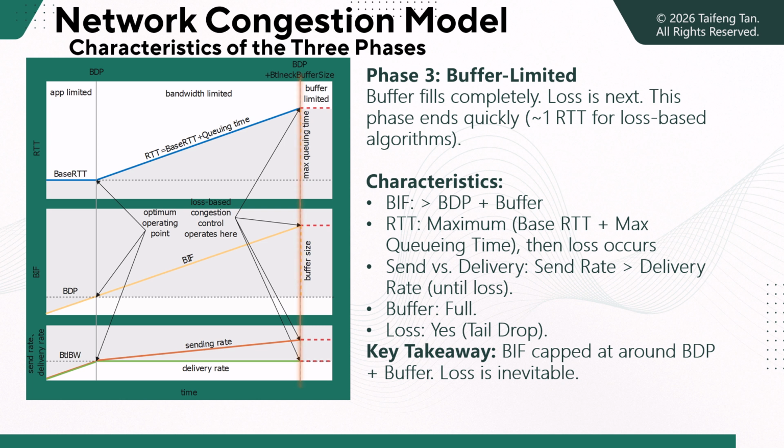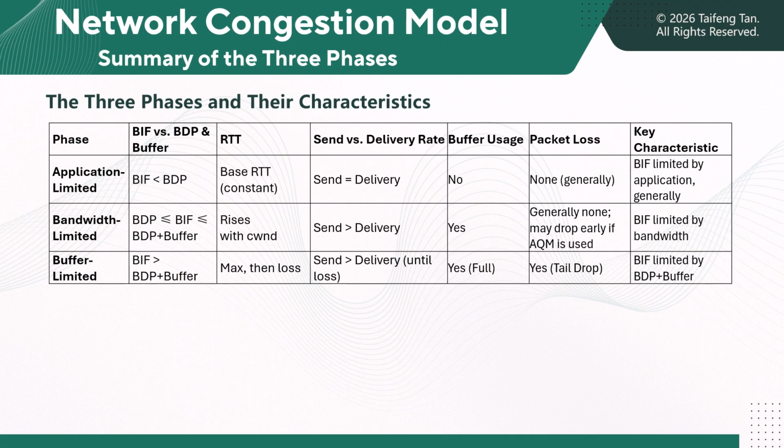A subtle but important detail. Because TCP relies on delayed feedback, the actual peak bytes in flight will often overshoot the BDP plus buffer line slightly. The sender doesn't know the buffer is full until the loss signal arrives, so it pushes just a little more data beyond the limit. In short, in the buffer limited phase, bytes in flight is capped at around BDP plus buffer. Loss is inevitable. This table summarizes the three phases and their characteristics.